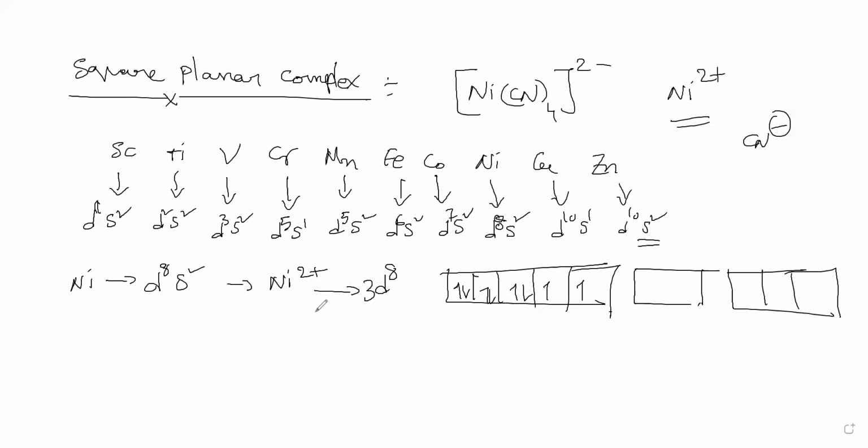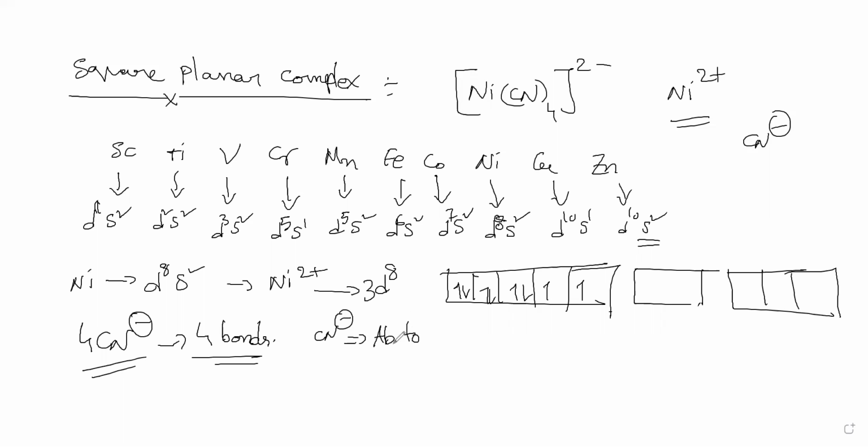Now what it does, it has to make 4 bonds. Nickel 2+ has to make 4 bonds. Since 4 cyanides are coming closer, it has to make 4 bonds. And now this cyanide, CN-, has the ability to force pair the electrons.